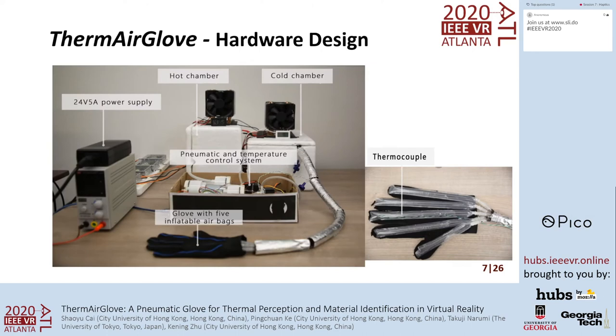We designed the Thermal Air Glove consisting of a pneumatic glove with 5 inflatable airbags attached on the fingers and the palm, 2 temperature chambers, 1 hot and 1 cold, and a pneumatic and temperature air pumping system. The airbags are made with a thin and light PE sheath, and there is a Type K thermocouple installed in the middle finger airbag. The thermocouple will sense the user's skin temperature and provide real-time cooling temperature for the air pumping system. We also developed the 2 temperature chambers using Peltier-based modules, with 2 Peltiers inside each chamber and heat sink toolkits outside.